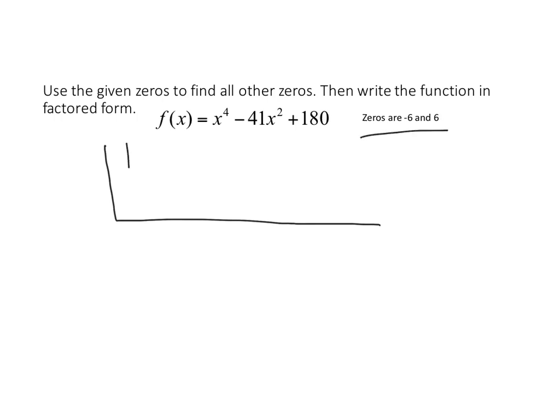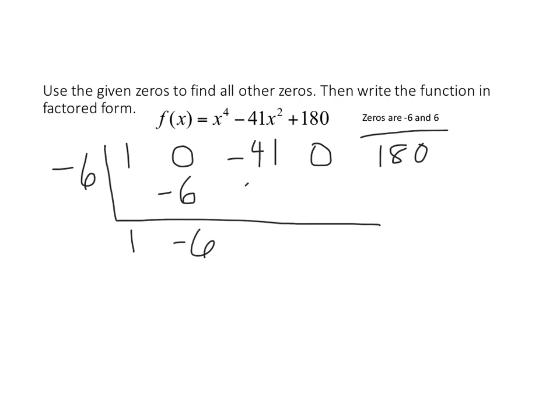So I'm going to set my synthetic division up. I'm going to have 1, and then it's missing a cube term, so I need to have a 0 in for that. Then minus 41. It's missing an x term, so I'm going to put a 0 in for that, and then plus 180. I'm going to go ahead and use -6 to start with. So bring my 1 down, multiply 1 times -6 is -6. Add vertically, we get -6. Multiply, we get positive 36. Add vertically, I get negative 5. Times that by negative 6, that's going to give me 30.